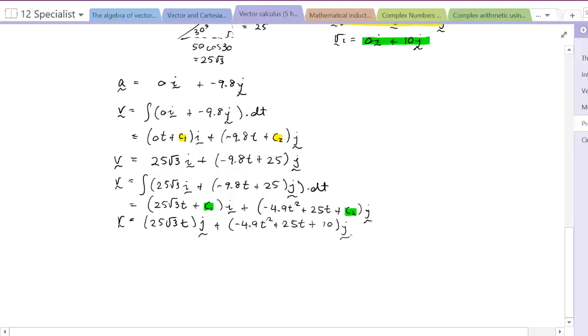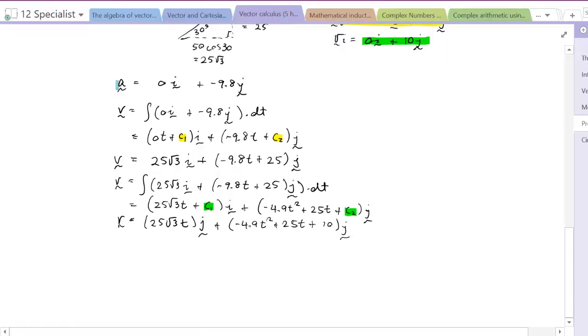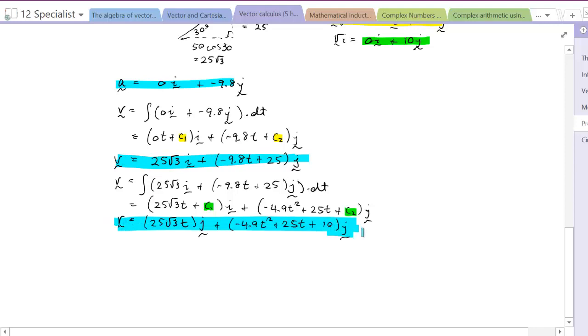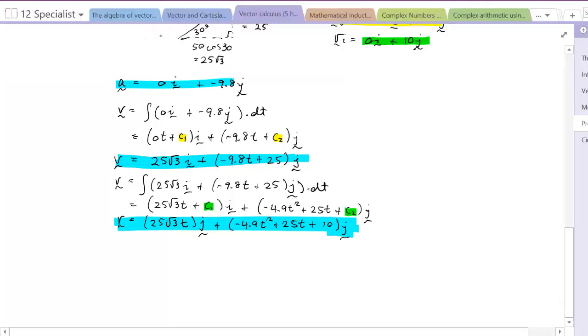Okay, so now that we've got this, we can solve what we need to solve. So these three equations, and probably more correctly the velocity and position equations or vector functions, will allow us to be able to solve. Okay, so the first one asks us to find maximum height.